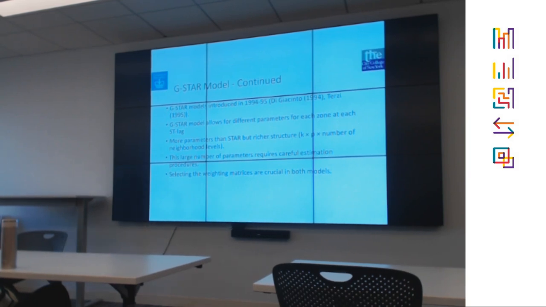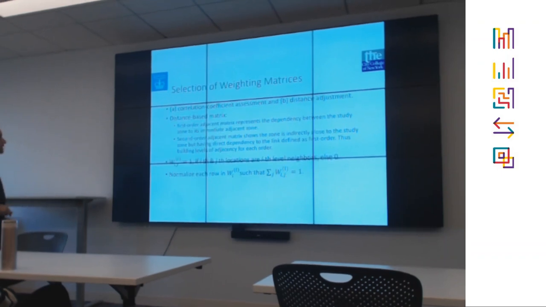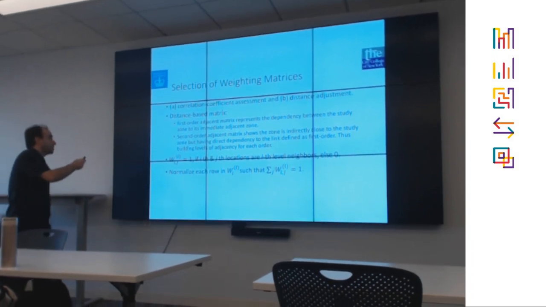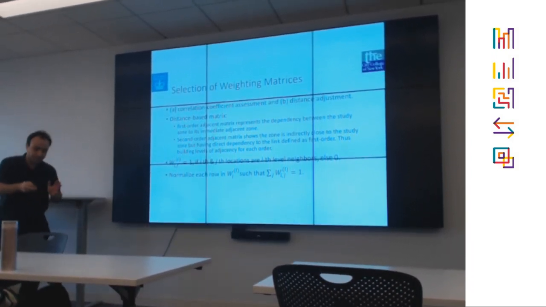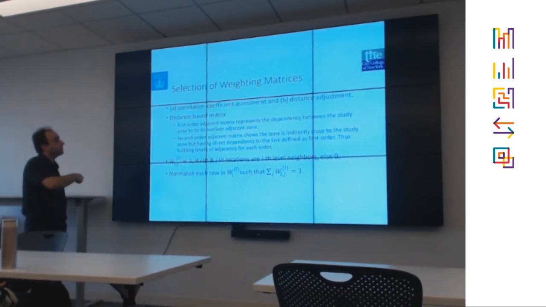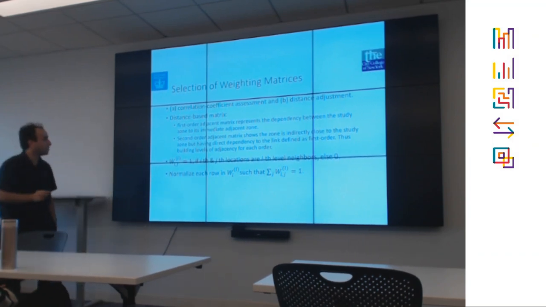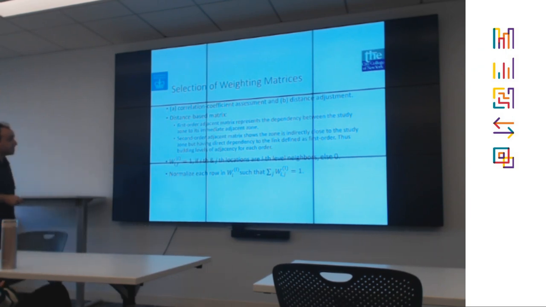But still, that number could be high compared to my sample size, which is less than 100. So I need to do something about it. So for the selection of the weighting matrices, like I said, there are different ways, such as correlation coefficient assessment. Since you have this spatial structure, you could think about the variogram and use that variogram, which is somehow telling you the spectral density estimation, and bring it here. But we did the simplest selection, which is distance based. Okay, so I'm just looking at the first order adjacency matrix, second order adjacency matrix, and just looking at the neighbors, second level neighbors, third level, and so on.